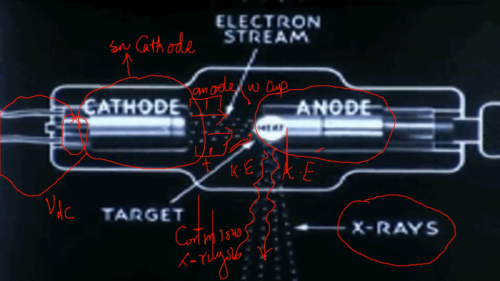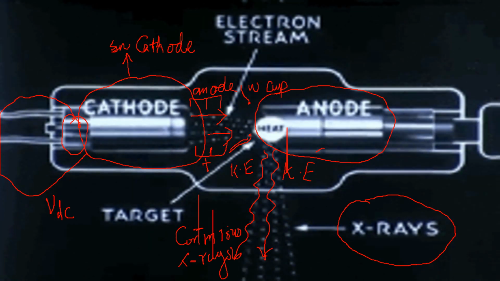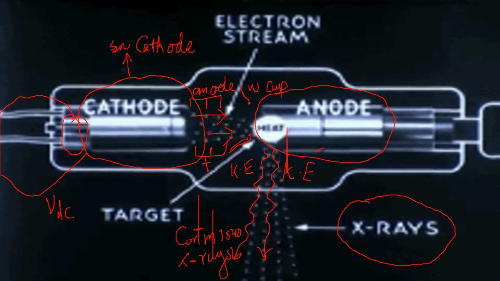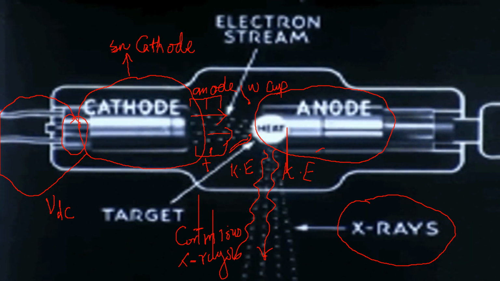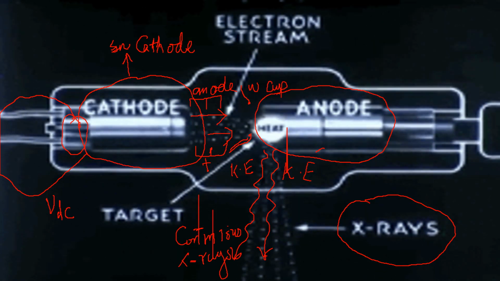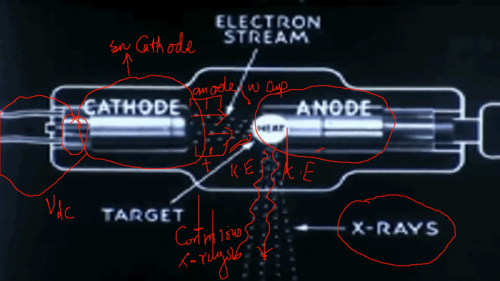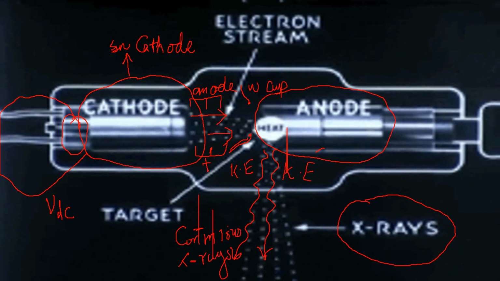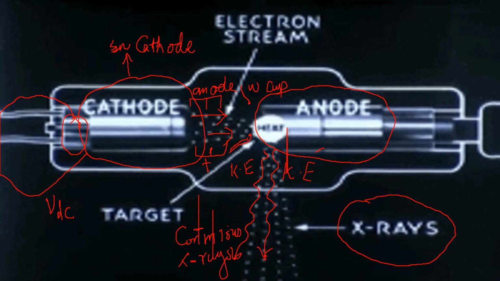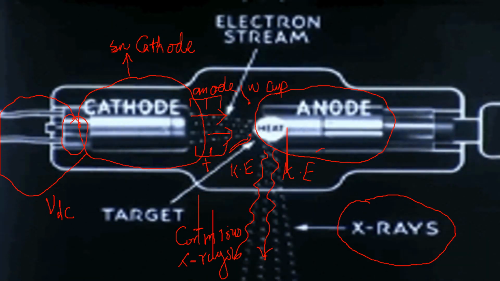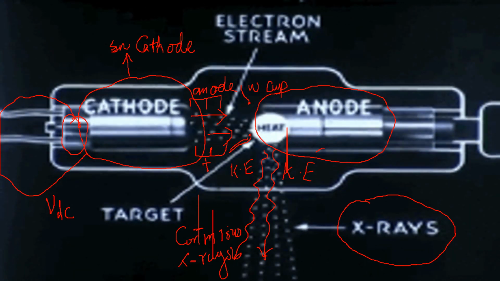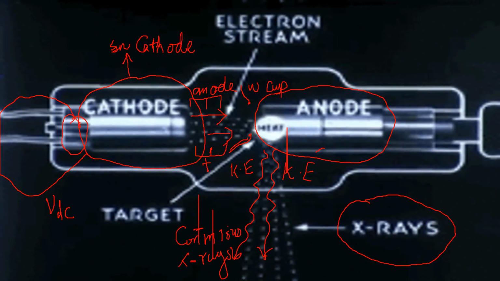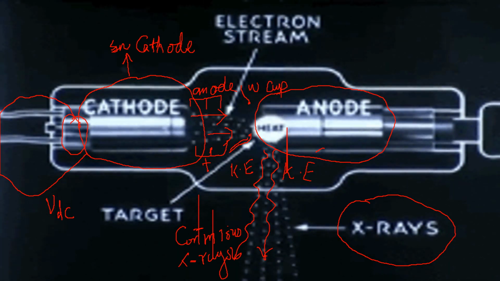So when a high potential difference between the cathode and anode is applied, this high potential difference will result in the generation of a stream, a beam of electrons. This beam of electrons is accelerated by different adjustments of the anodes, which are known as the pre-accelerating anode and accelerating anode, and then the stream of the beam of electrons is focused on the surface of the anode material.